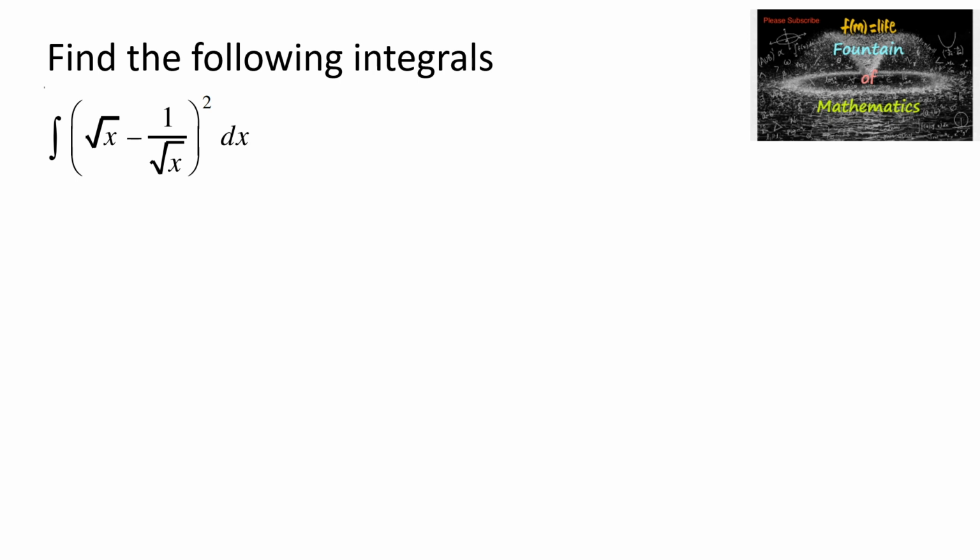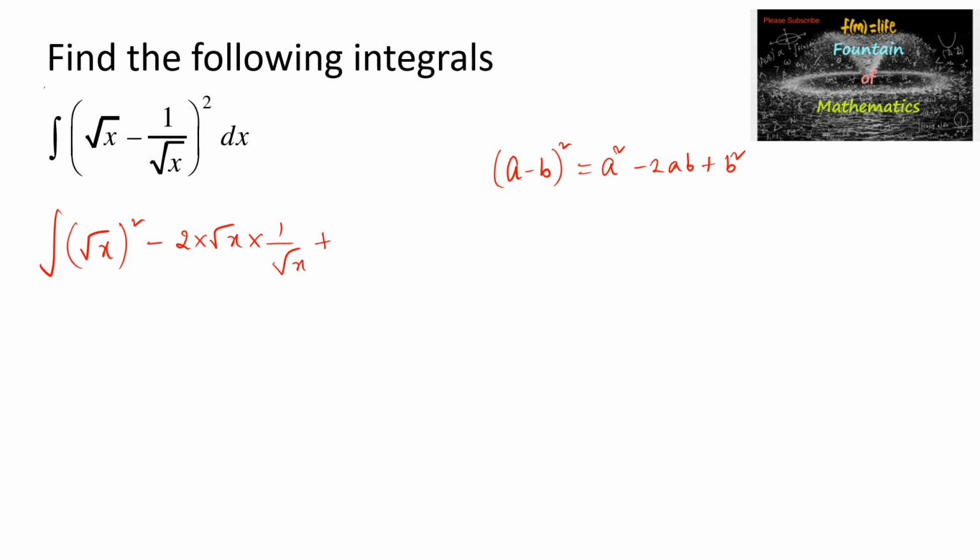Find the following integrals. Integral of root x minus 1 upon root x whole square. By using the a minus b whole square formula, we can write a square minus 2ab plus b square. So here I can write root x whole square minus 2 into root x into 1 upon root x plus 1 upon root x whole square dx. So root x whole square is nothing but x. Root x the whole square is x we can write.